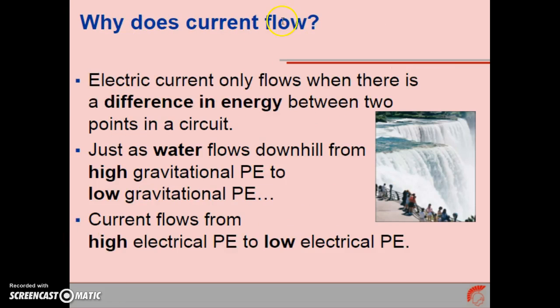So why does current flow? Well, electric current only flows when there's a difference in energy between two points in a circuit. We're going to call this the chemical potential difference. Just as water flows downhill from high gravitational potential to low gravitational potential energy, so does current. Current flows from high electrical potential to low electrical potential. So they're kind of the same concept, we're just applying them to different forms.